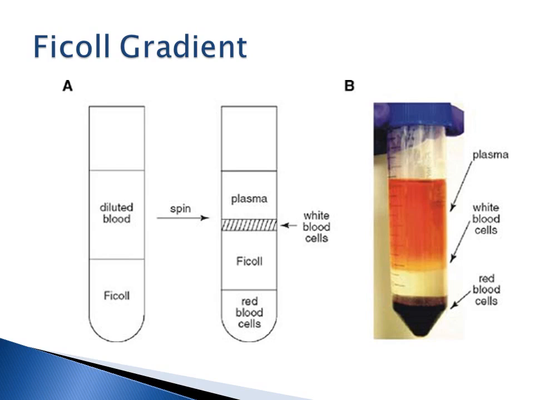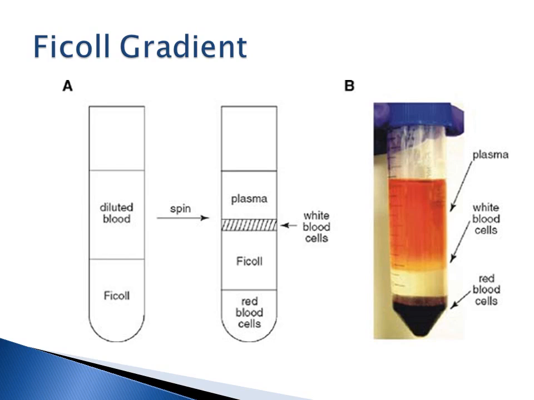So here's an example of a Ficoll gradient, where you're going to take your blood and place it over Ficoll. Ficoll is a very dense substance, so the blood can sit right on top of it. You're then going to centrifuge it, and your blood components are going to separate, and you can find the white blood cells directly on top of the Ficoll layer.